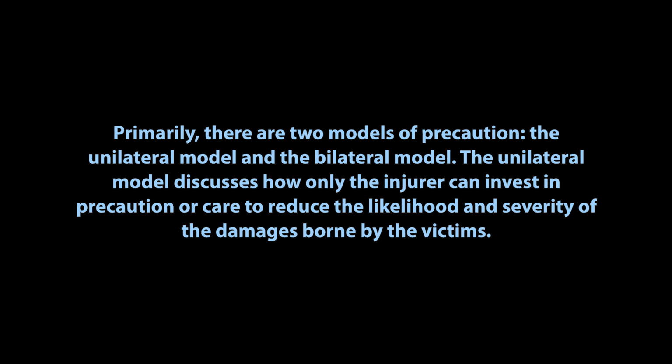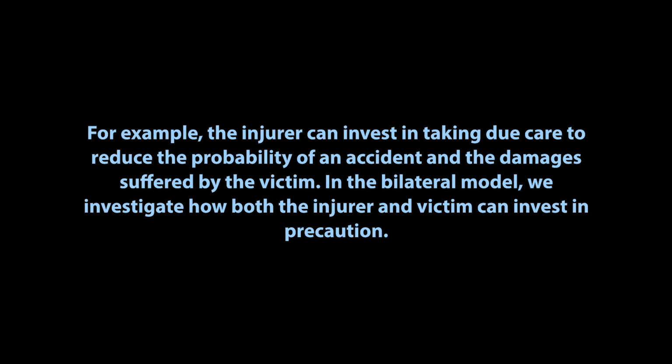The unilateral model discusses how only the injurer can invest in precaution or care to reduce the likelihood and severity of the damages borne by the victims. For example, the injurer can invest in taking due care to reduce the probability of an accident and the damages suffered by the victim. In the bilateral model, we can investigate how both the injurer and victim can invest in precaution.